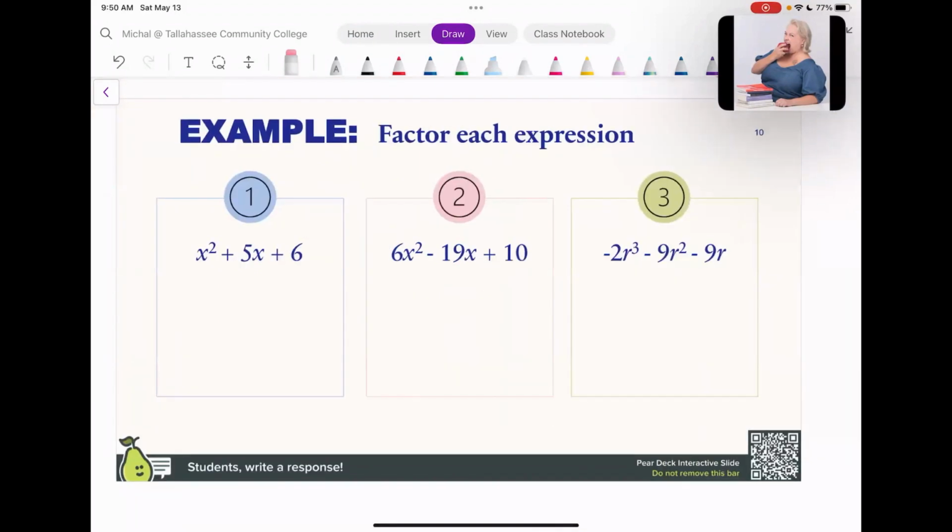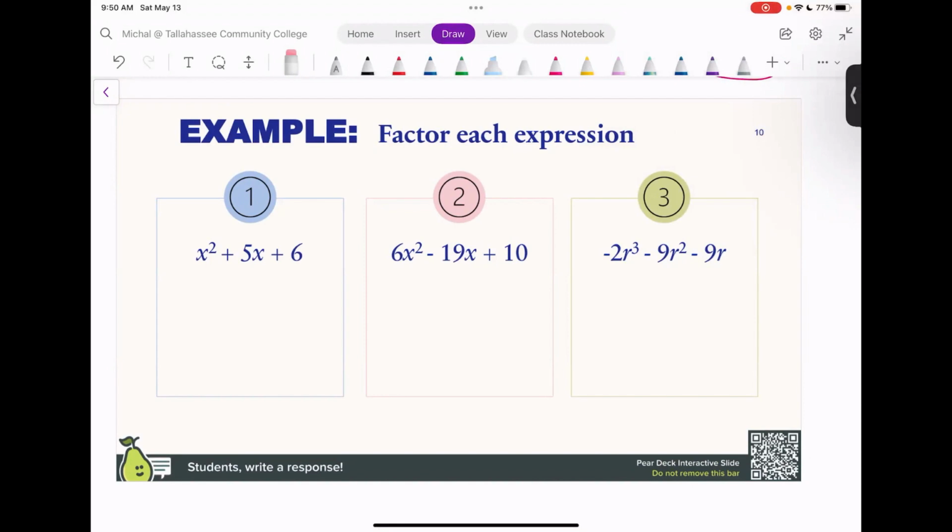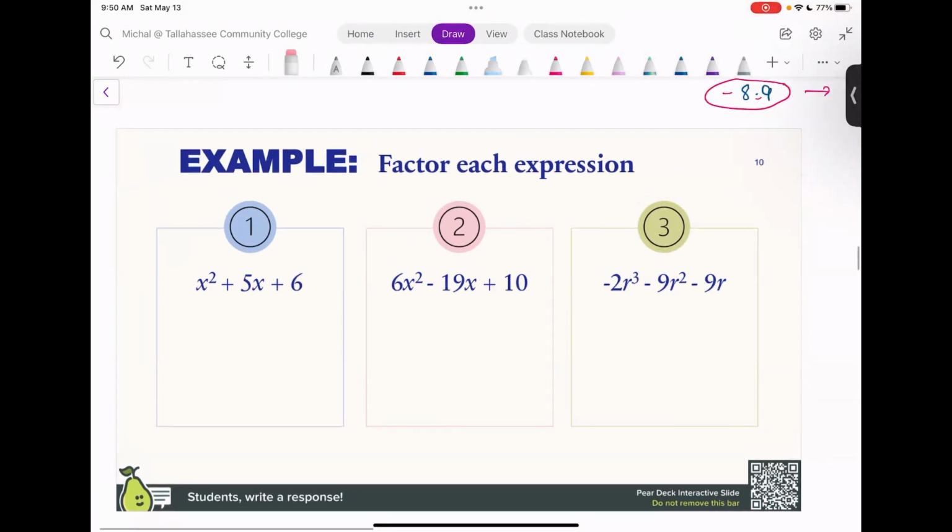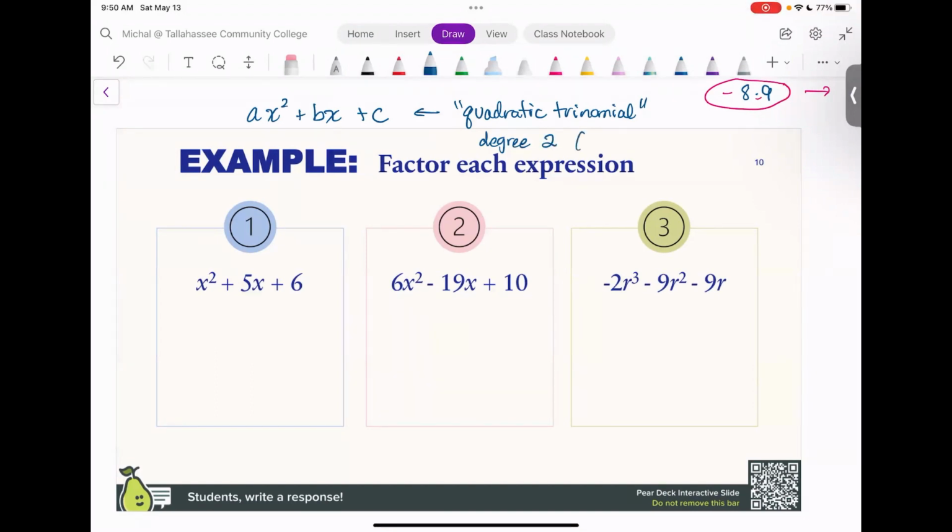In this slide, we're asked to factor each expression. Each of these expressions is a trinomial of the form ax squared plus bx plus c. This is called a quadratic trinomial because it has a degree of 2. That means our highest exponent is 2. So each of these is a trinomial, but only numbers 1 and 2 are quadratic trinomials.